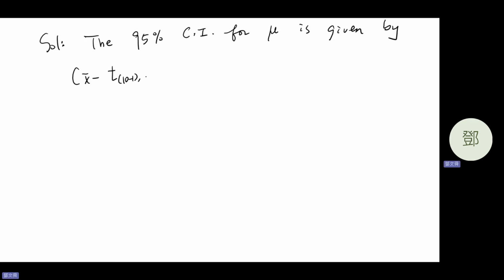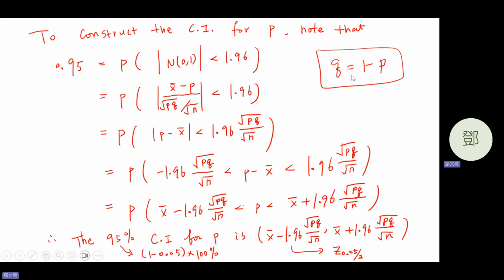(10 − 1) and 0.025, times 10, x bar minus t ... s ... and x bar plus ... Okay. And this is available from your textbook, X bar and s. And the critical value t is available from your table here.